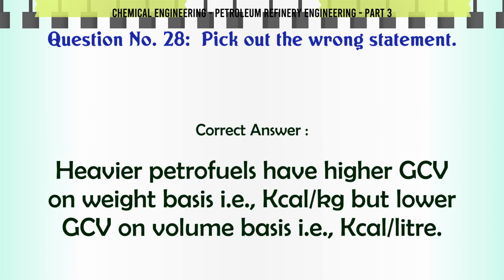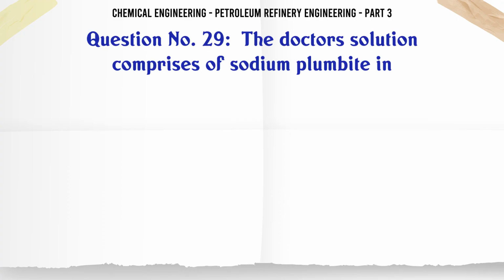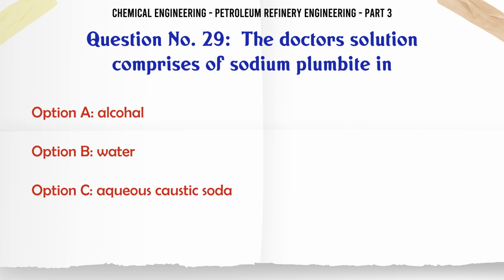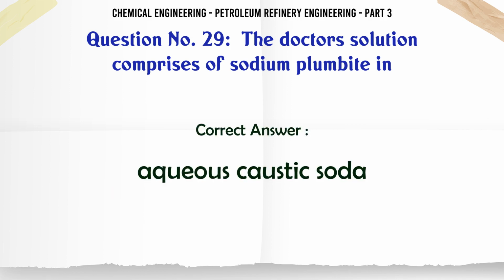The correct answer is heavier petrofuels have higher GCV on weight basis, per kg, but lower GCV on volume basis, per liter. The doctor's solution comprises of sodium plumbite in A. alcohol, B. water, C. aqueous caustic soda, D. soda ash. The correct answer is aqueous caustic soda.